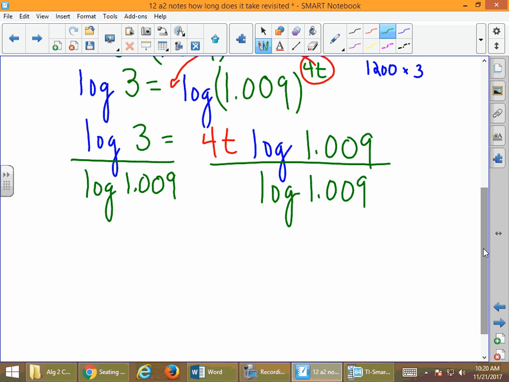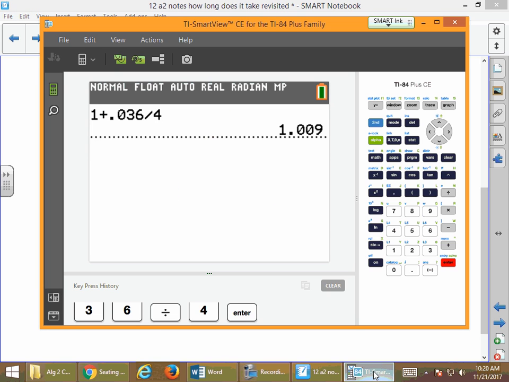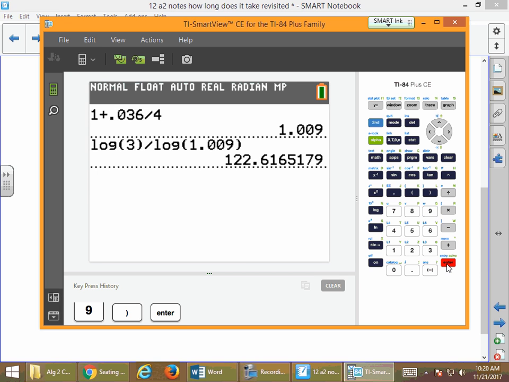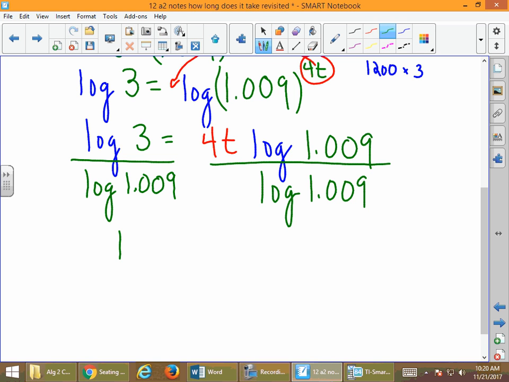But we need to be careful. We're going to write down a number, but we're not going to round it. We're going to leave this number in our calculator. It's going to be log of 3 divided by log of 1.009. Gives us a big long decimal. Leave that number in your calculator. So 122.616 or so. 122.616 equals 4t.